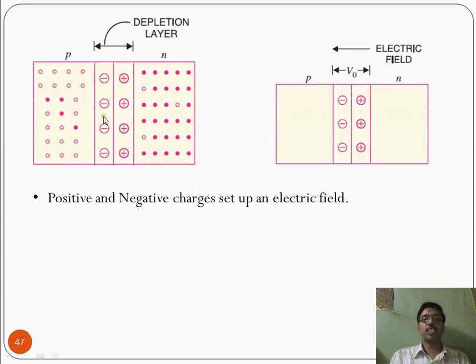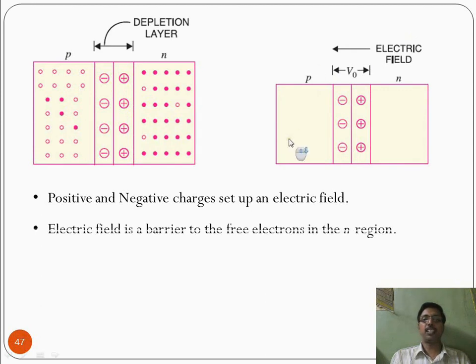The positive and negative charges near the junction, that is the depletion layer, set up an electric field. This forms an electric field, and this electric field acts as a barrier to the free electrons in the N region.